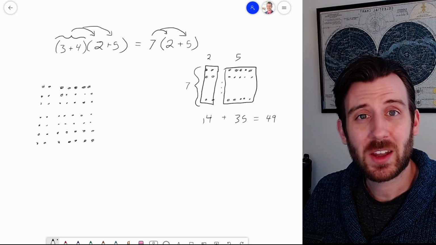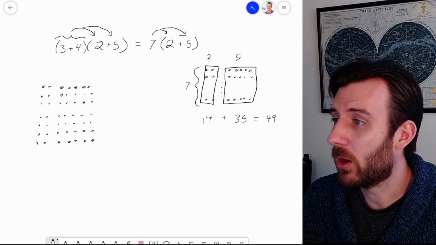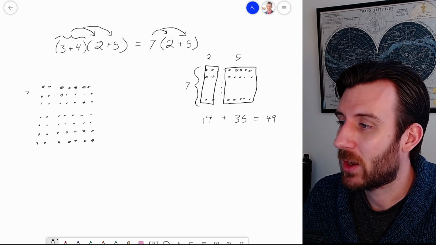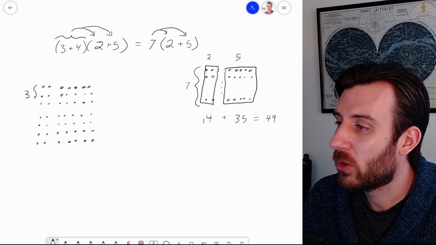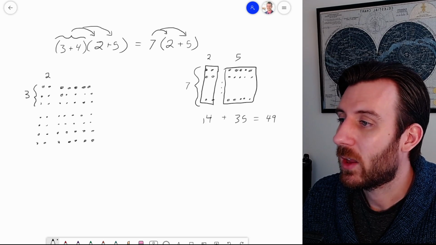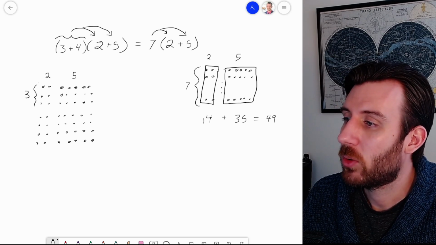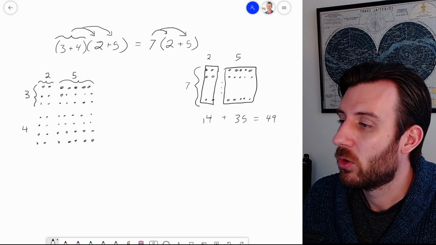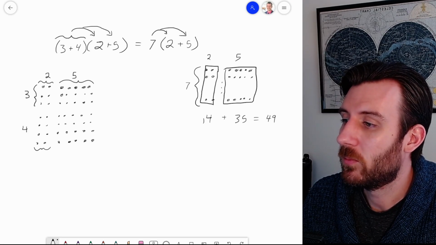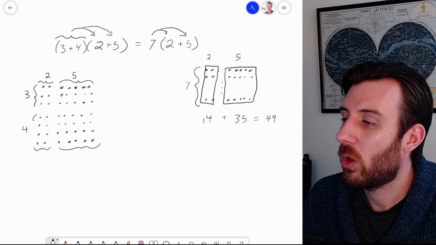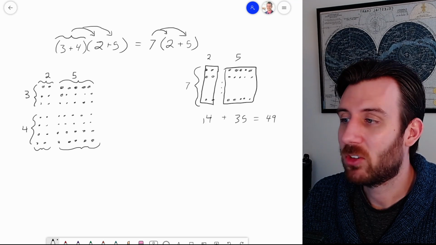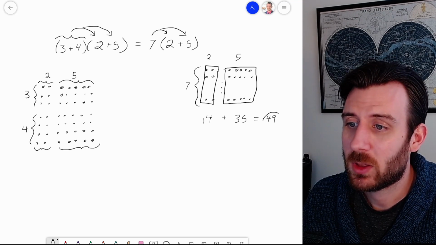So notice what we've created is a little bit of this kind of area model, where what we're doing when we do 3 plus 4 times 2 plus 5 is we're talking about having 3 groups of 2 and 5, and then also having 4 groups of this 2 and 5. But in total, all we're doing is changing our perspective. We're not changing the meaning. So how much is that going to be in total? Well, the same 49 that we had before.